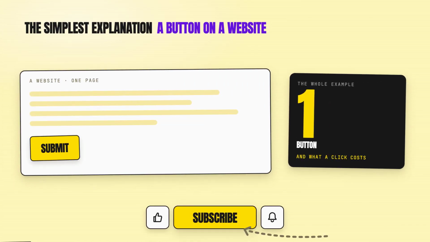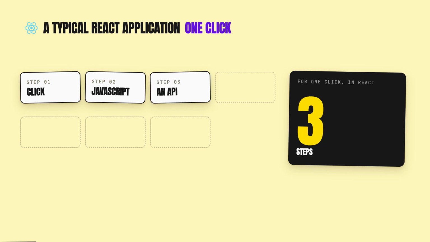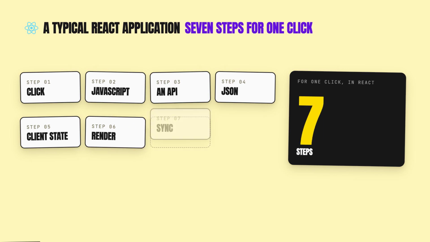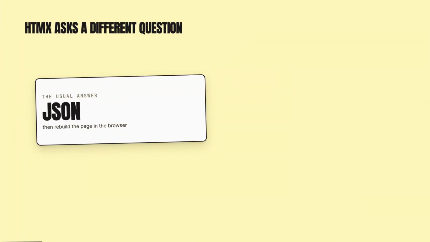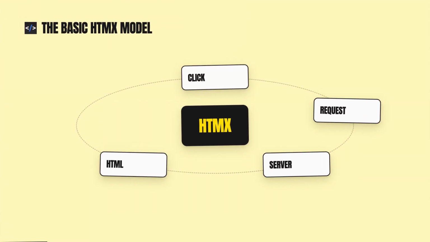Imagine a button on a website. In a typical React application, clicking that button might trigger JavaScript, send a request to an API, receive JSON, update client-side state, render a component, and synchronize the interface. HTMX asks a different question. What if the server simply returned the finished HTML? That is the basic HTMX model.